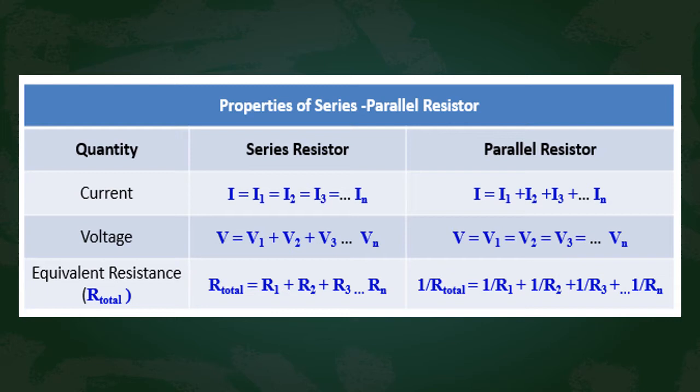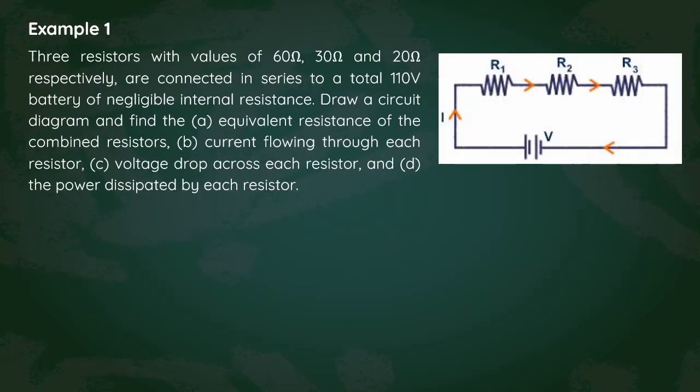And for the equivalent resistance, when it's connected in series, then it's just the algebraic sum of all of the resistances. And for parallel resistors, then you have 1 over R total is equal to 1 over R1 plus 1 over R2 plus 1 over R3 and so on. So now let's look into several sample problems. Example number 1.